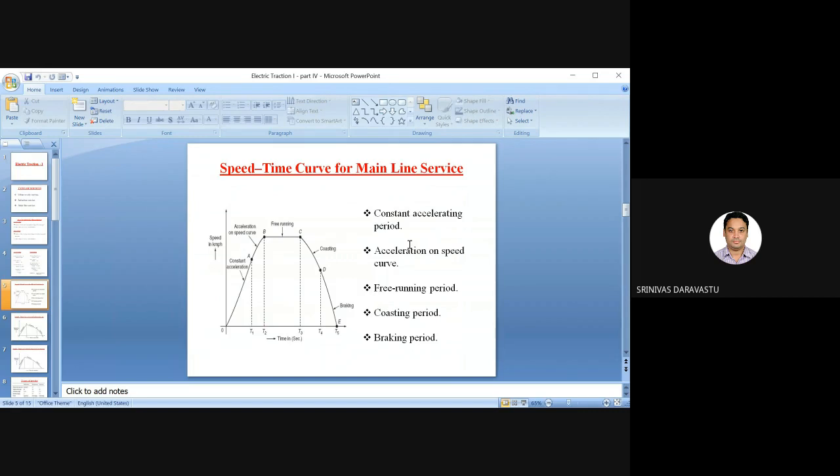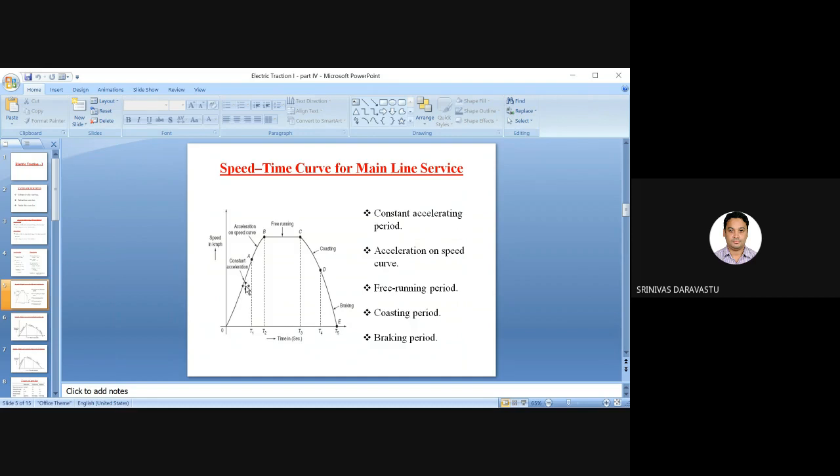During the acceleration period, that is 0 to t1, the traction motors accelerate from rest. The current taken by the motors and the tractive effort are practically constant. This is also known as the notching up period, represented by the portion OA. This OA period is called the notching up period or acceleration period.